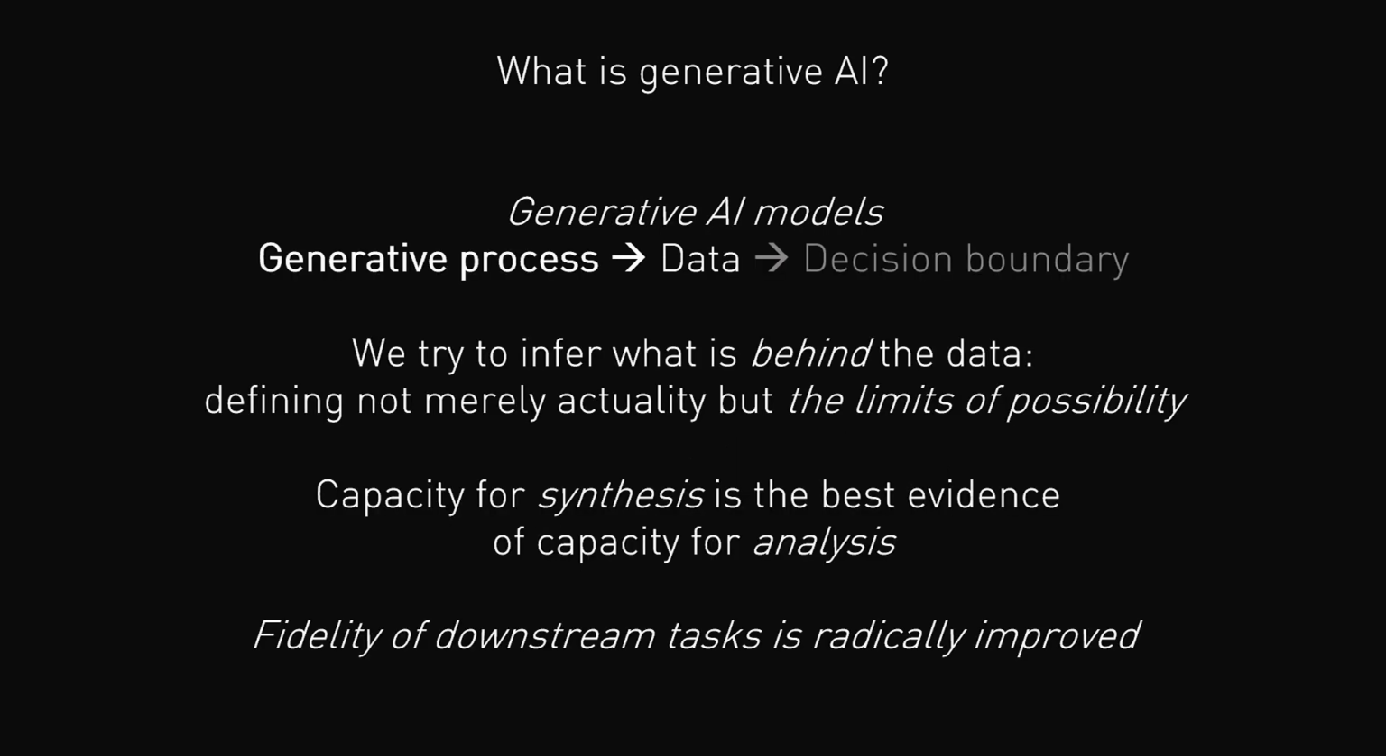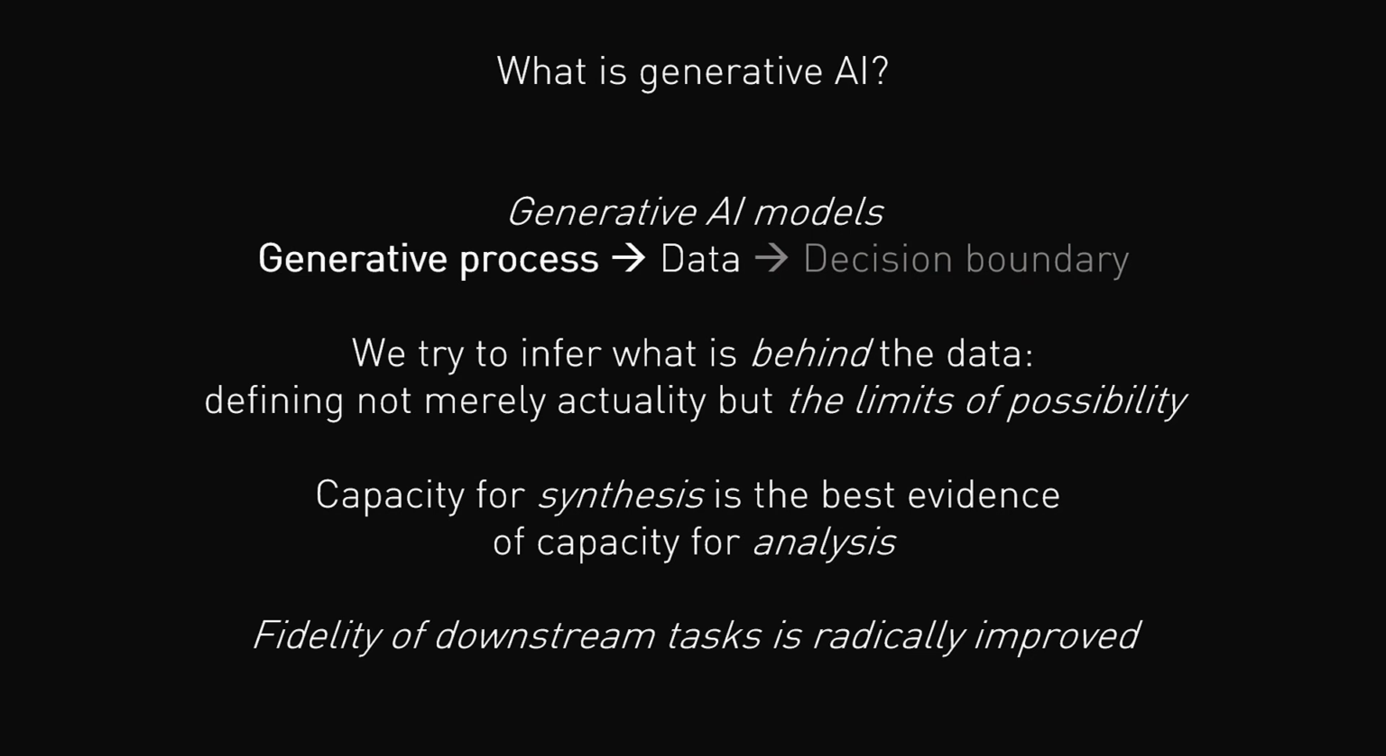What generative AI does is to change the approach quite radically. Rather than looking for a decision boundary, what we try to infer is the data generative process, what lies behind the data, not what follows from the data. So that gives us not the actuality of a data set, but the possibility, indeed the limits of possibility of the process that gives rise to it.